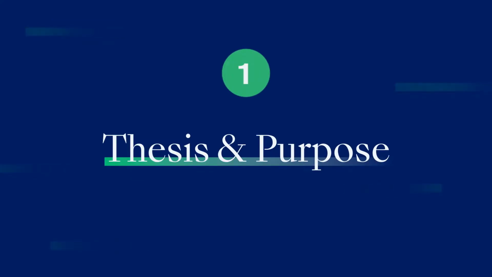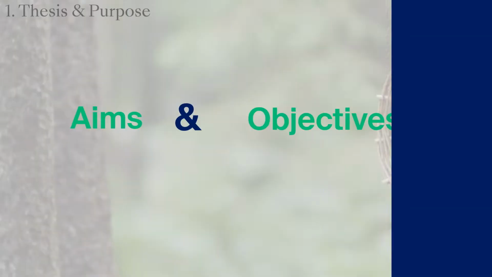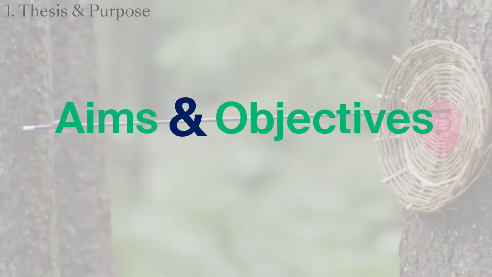Step 1. Thesis and purpose. When critically reviewing literature, you need to ask what were the author's aims and objectives for each study you examine. This will make it much easier for you to examine how successful each study was and the significance of its results. Step 2. Methodology. A clearly stated methodology is an important part of any study.